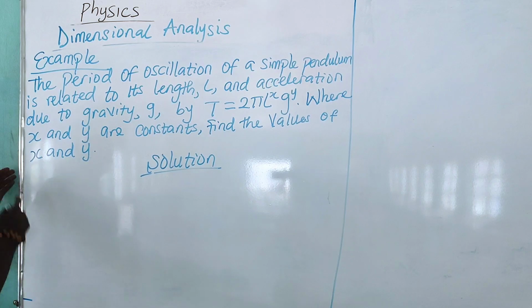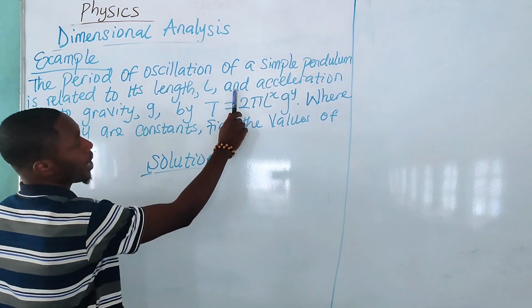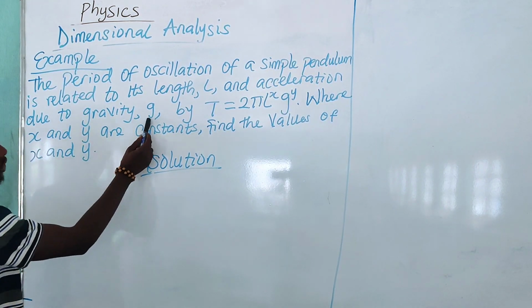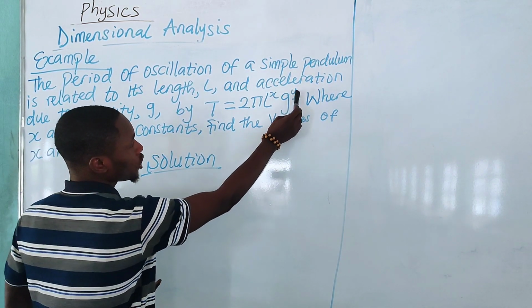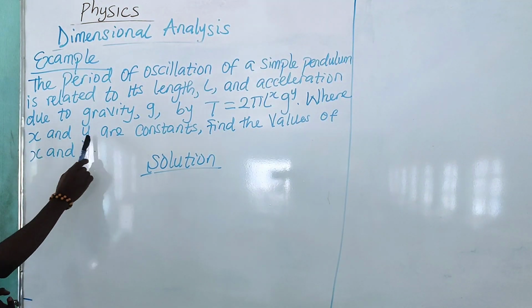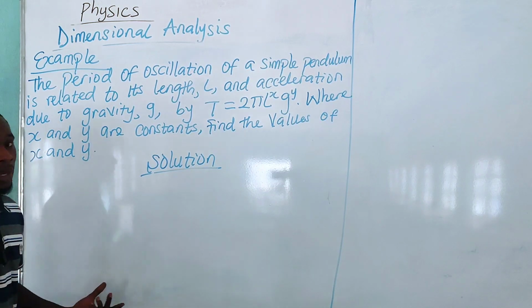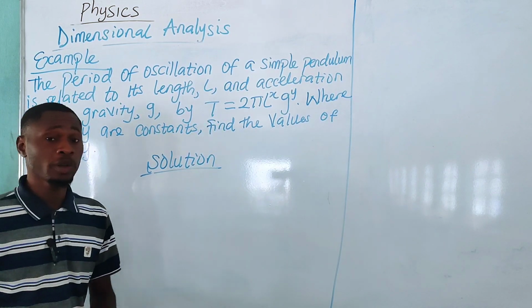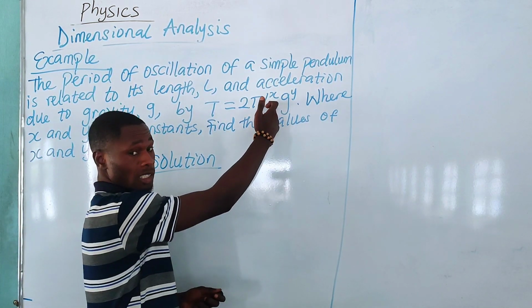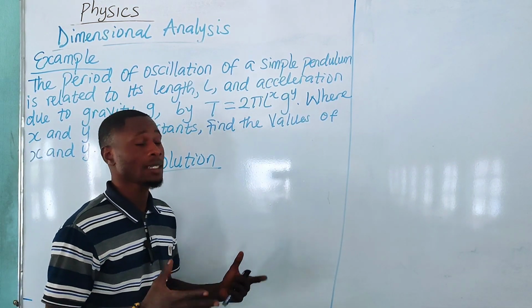Now we have a question which says that the period of oscillation of a simple pendulum is related to its length L and acceleration due to gravity g by this equation: T = 2π L^x g^y, where x and y are constants. Find the values of x and y. This is the equation we are given. T stands for the period of oscillation, L is the length of the simple pendulum, and g is the acceleration due to gravity. We should obtain the values of x and y.